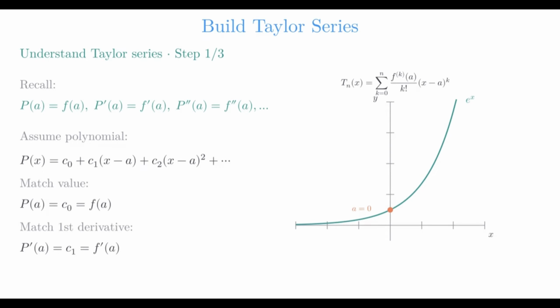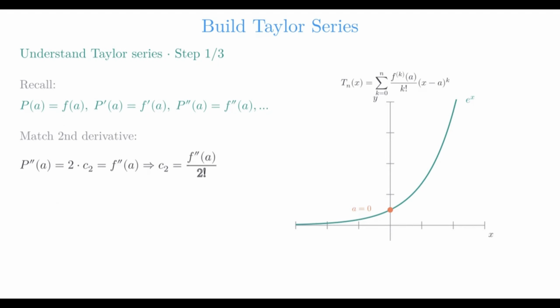Take the first derivative and plug in a, c1 equals f prime of a. The second derivative gives 2 times c2 equals f double prime of a, so c2 is f double prime of a over 2 factorial. In general, cn equals the nth derivative of f at a divided by n factorial. That's the Taylor coefficient. Now let's apply this to e to the x, the friendliest function for Taylor series.